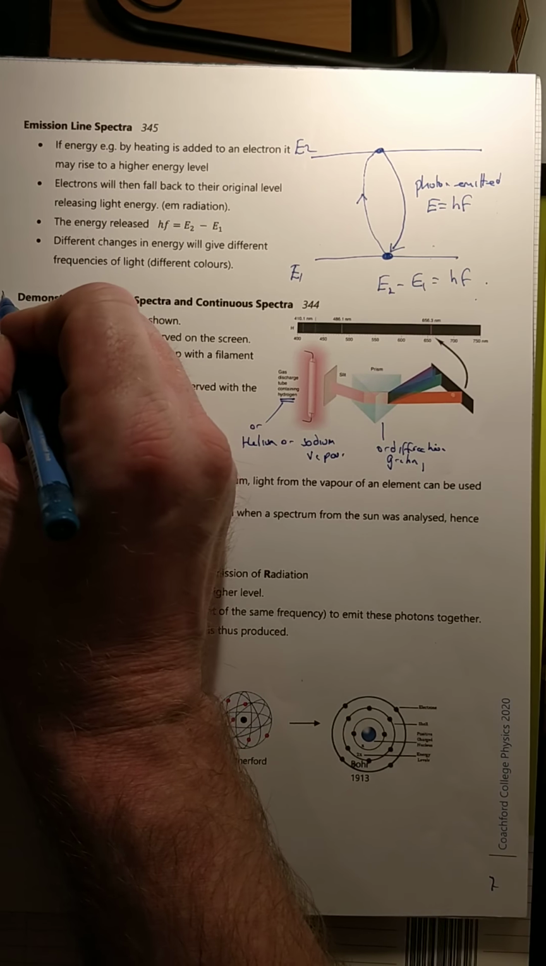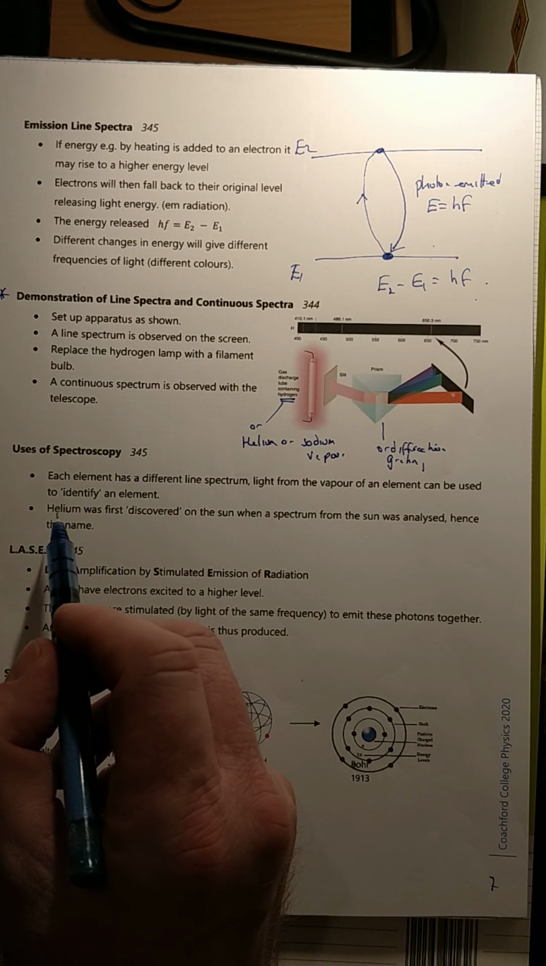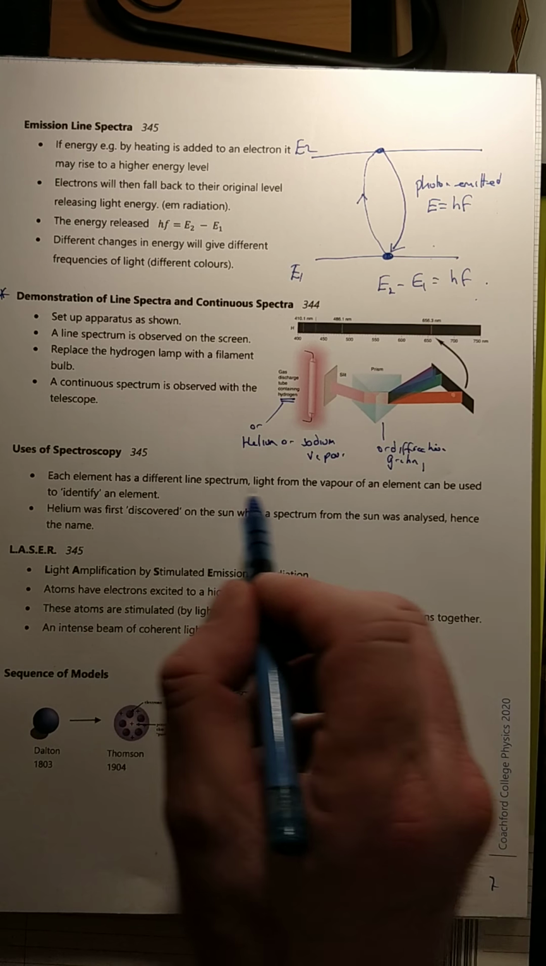That's it. Okay, uses: spectroscopy. Each element has a different line spectrum. Light from the vapor of an element can be used to identify the element.